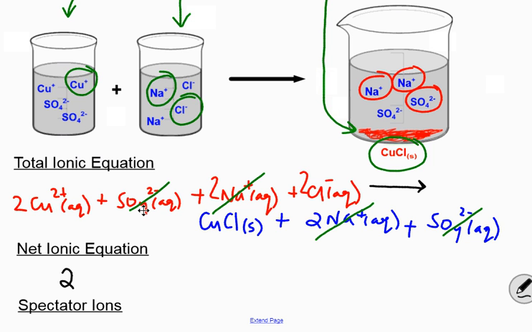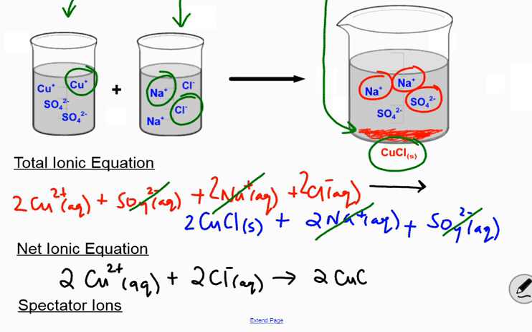So in this case, it would be 2 Cu2 plus. That's aqueous. I have 2 Cl minus. That's aqueous. And I make 2, oops, I forgot to put the 2 in front there. So that would make 2 copper chloride, which is solid. That's my net ionic equation. So anything that's left over and doesn't get canceled out gets put in the net ionic equation. Or the 2 ions that make up the solid precipitate is what's in the net ionic equation.